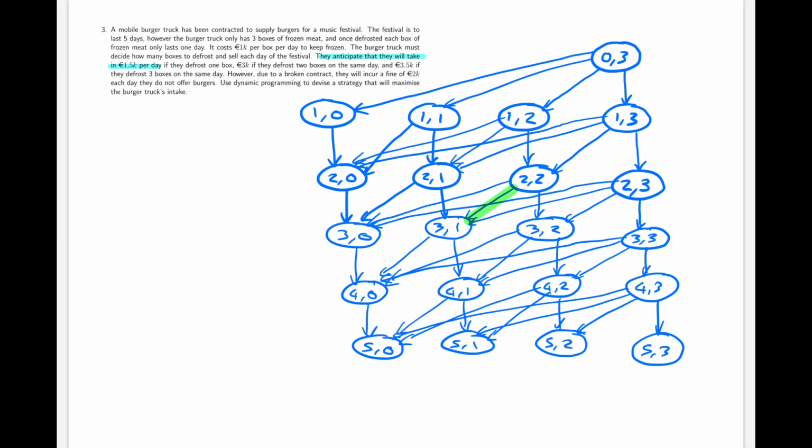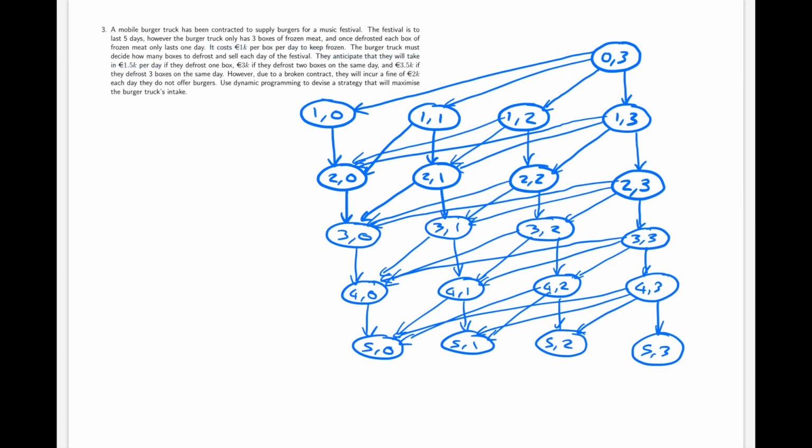€1,500 that day. On this day, we have 1 box to keep frozen, and it costs €1,000 per day per box to keep frozen. So we are keeping 1 box frozen on that day, so that would be minus €1,000. And we have not incurred any fines. So that would result in a reward of €500.